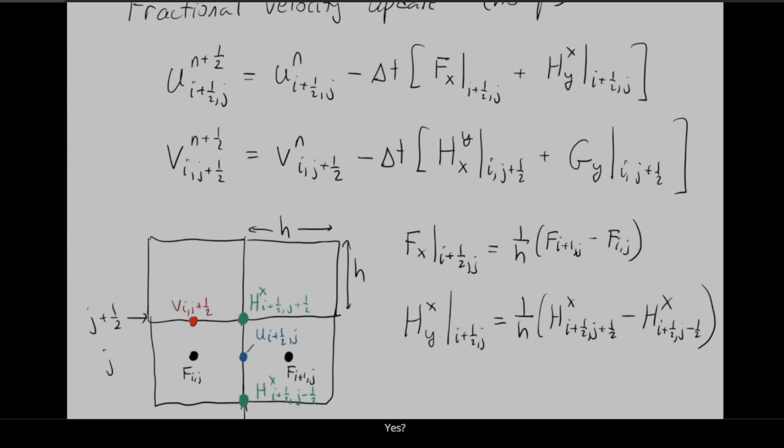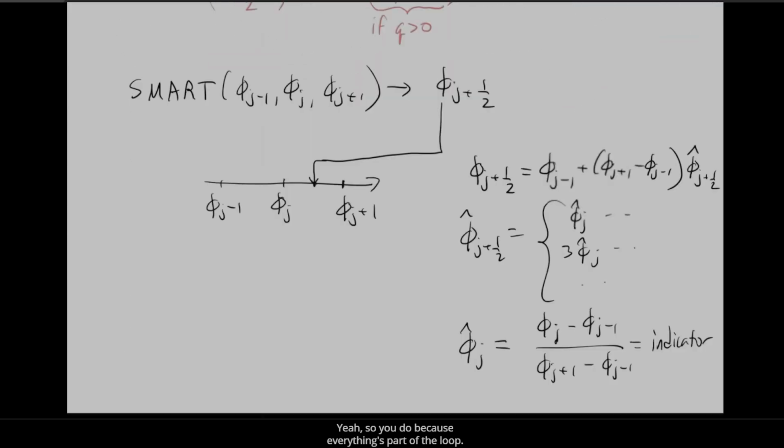Good. Yes. So after the fractional update and after the pressure correction, do we have to update the boundary conditions for the ghost cells again? Yeah, so you do, because everything's part of the loop.